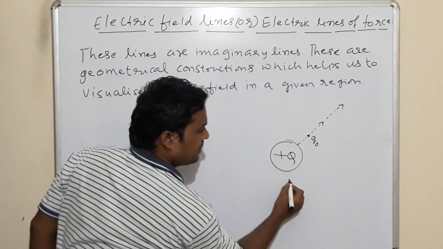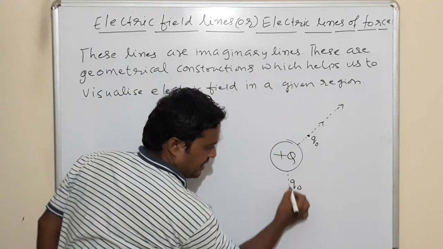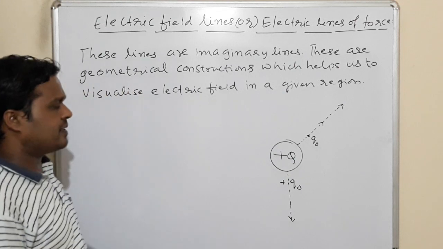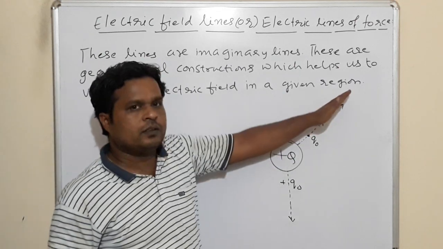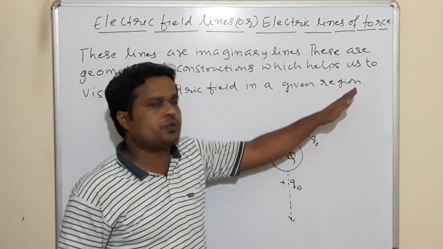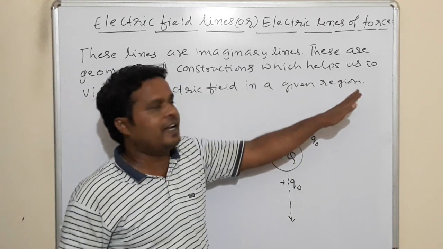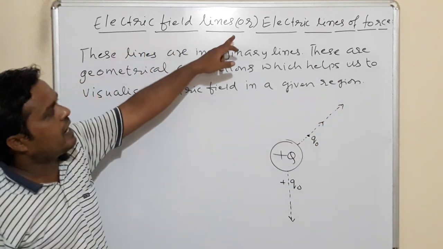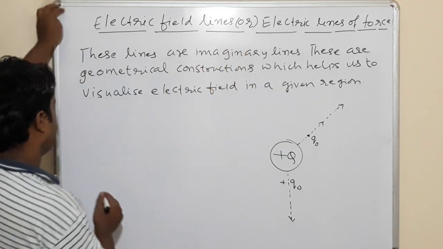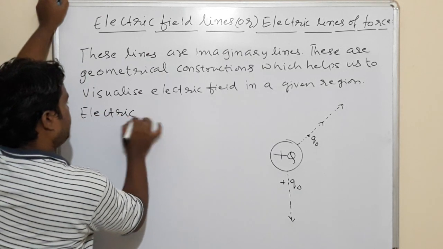If it is kept here, then it will move like this. Then this is the imaginary line along which this test charge is moving. That means an imaginary line along which a test positive charge moves, if it is allowed to move, that imaginary line is called as electric field line, or it is also called as electric line of force. So what is electric line of force?